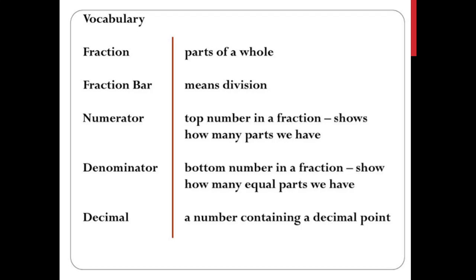Numerator, it is the top number in a fraction and it shows how many parts we have. Denominator, it is the bottom number in a fraction and it shows how many equal parts we have. Decimal, it is a number containing, of course, a decimal point.